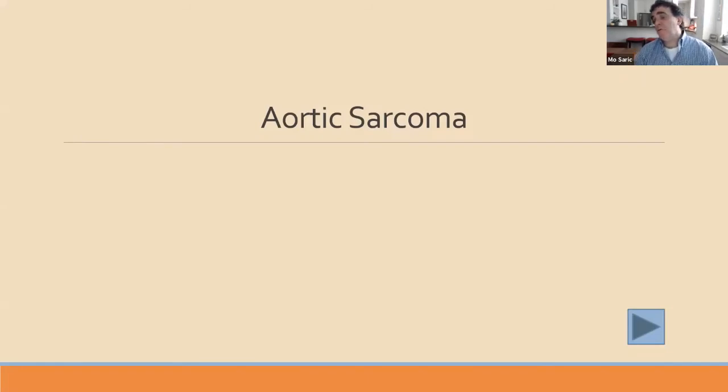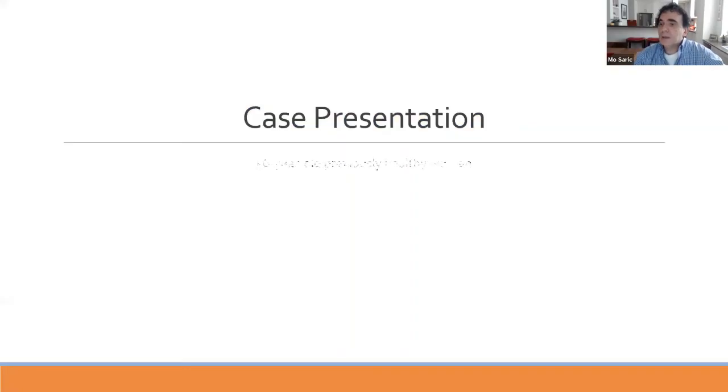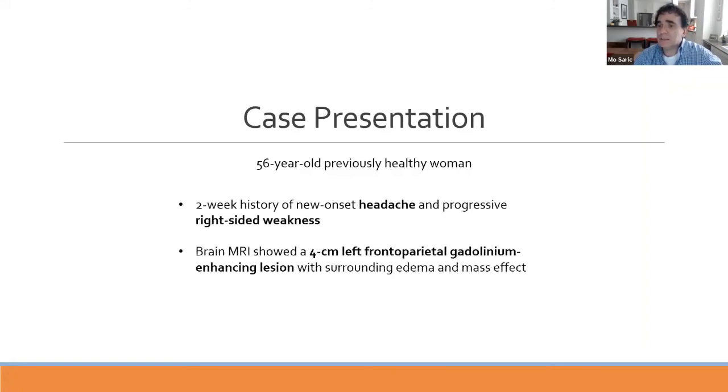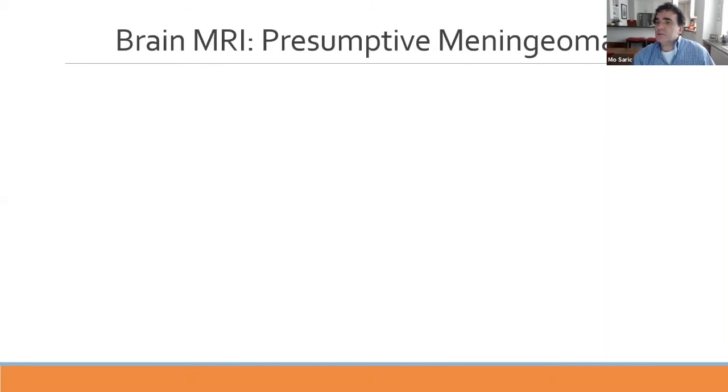Another pathology of the aorta are the aortic tumors, and I'll show you an example of aortic sarcoma. This is a 56-year-old previously healthy woman. She presented with the new-onset headache and progressive right-sided weakness. She was evaluated by neurologists and neurosurgeons. She was found to have a 4-centimeter left frontoparietal gadolinium-enhancing lesion with surrounding edema and mass effect. A presumptive diagnosis of meningioma was established, and she was scheduled to undergo brain surgery.